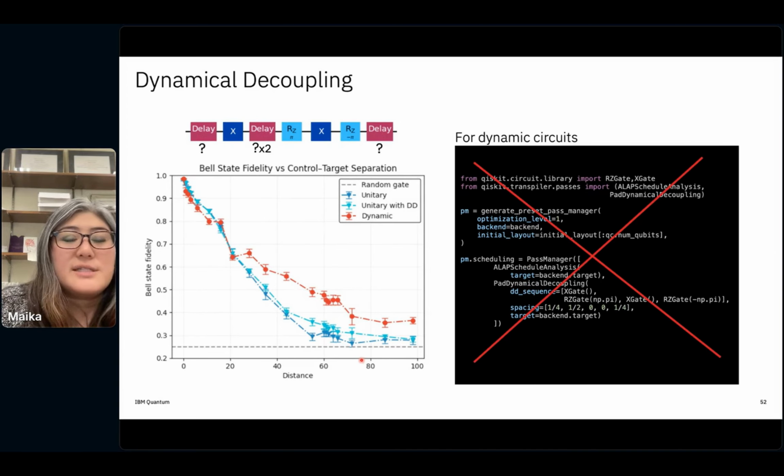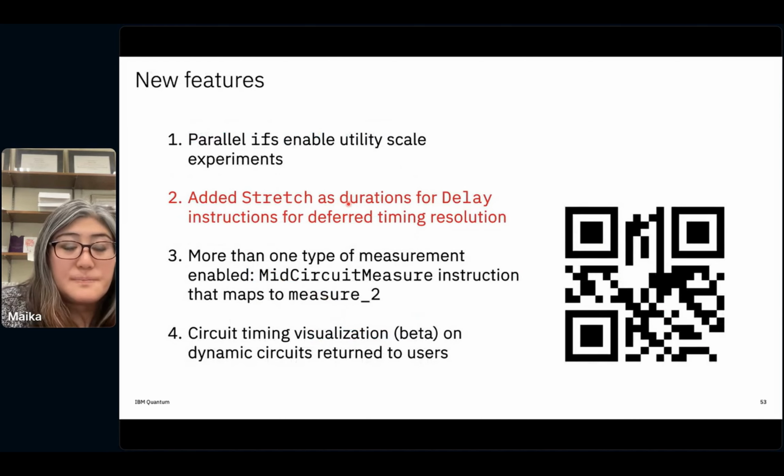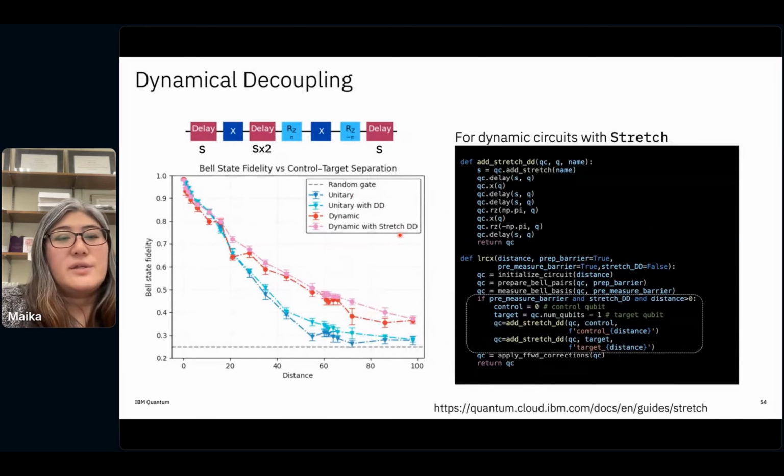So now, can we do the same thing for dynamic circuits? The answer is no, because we talked about how the delays are unknown. All these delays are what we just don't know when we are writing the circuits before running them. But now we could use this new stretch feature as a duration for delay instructions for different timing resolution. So the example of this is, rather than a question mark, you just assign a stretch, right? So now you have a stretch, pi, stretch twice, and then XM, and then another stretch.